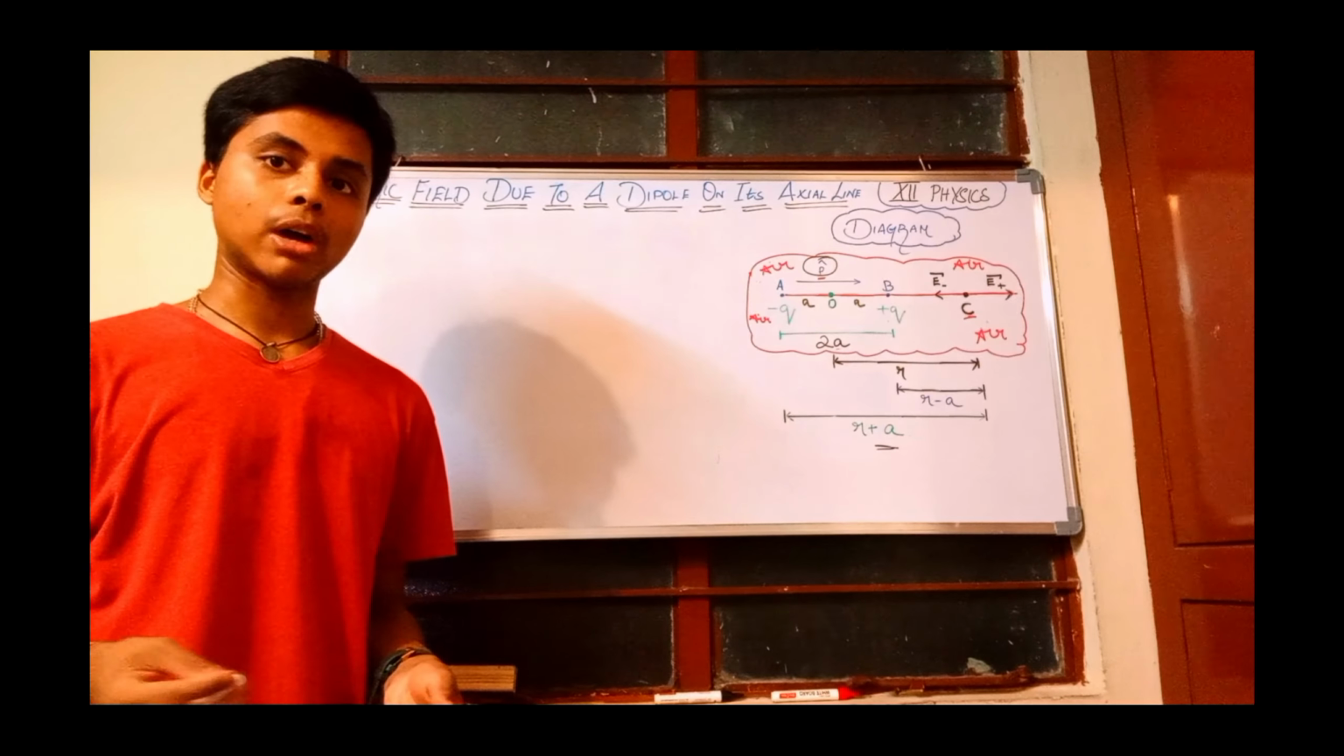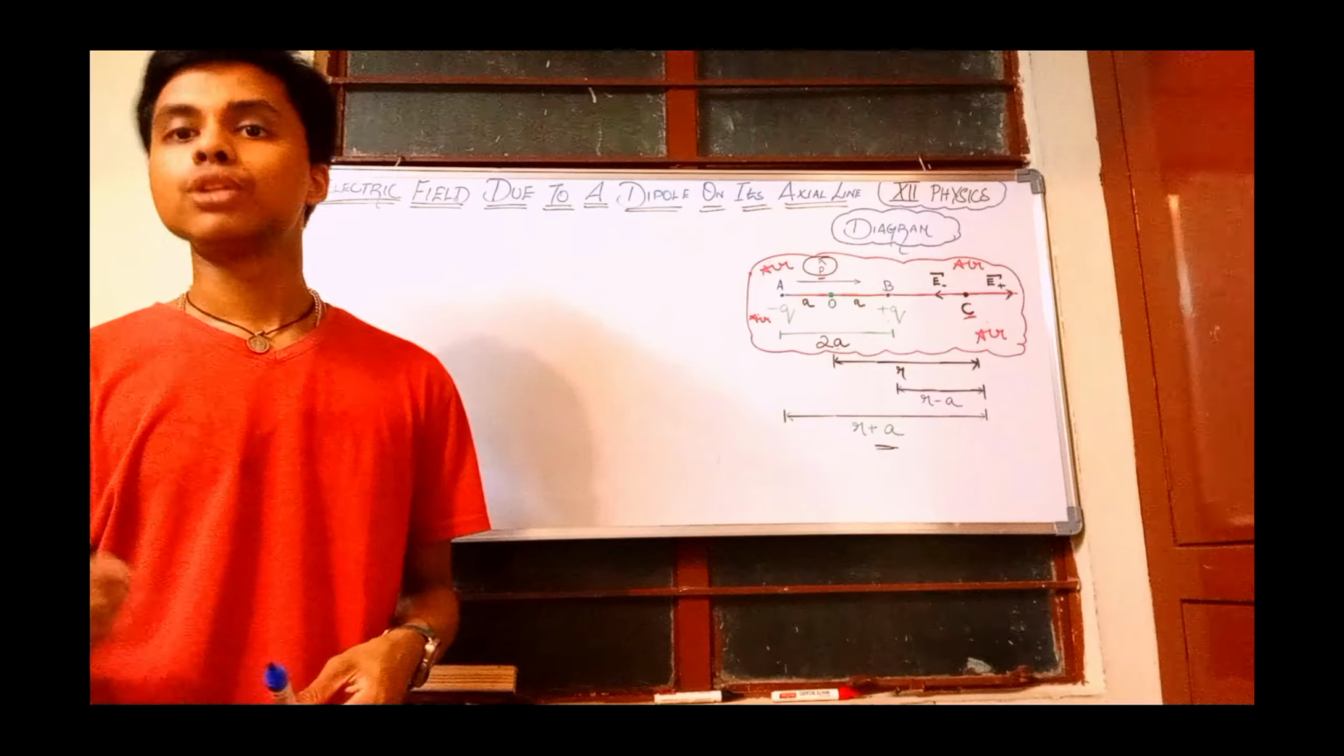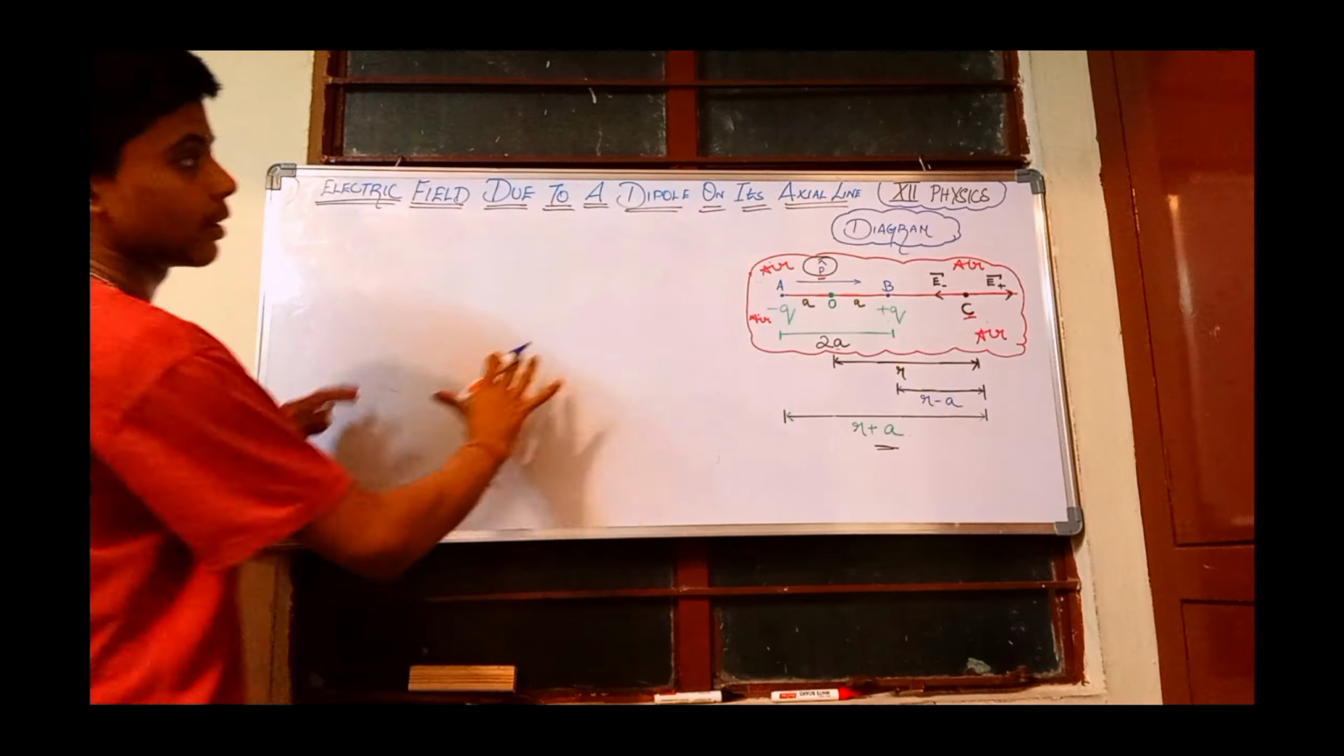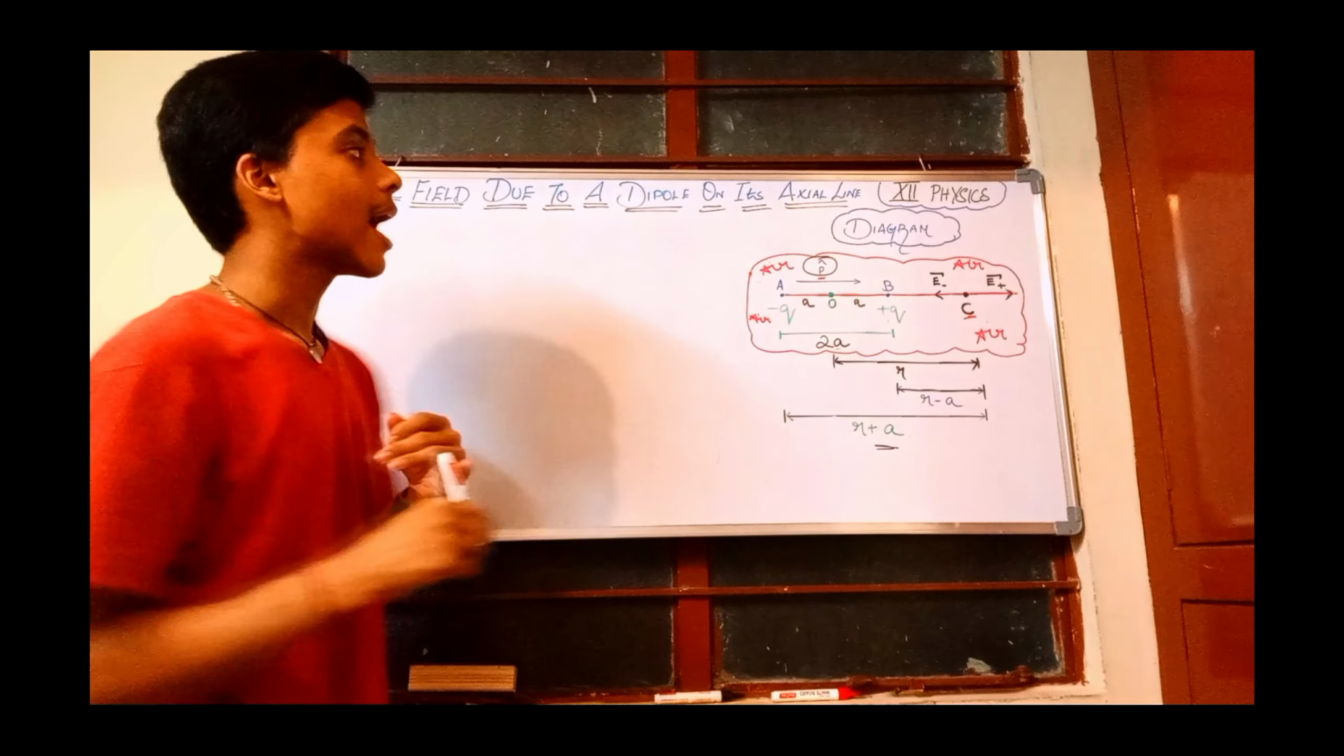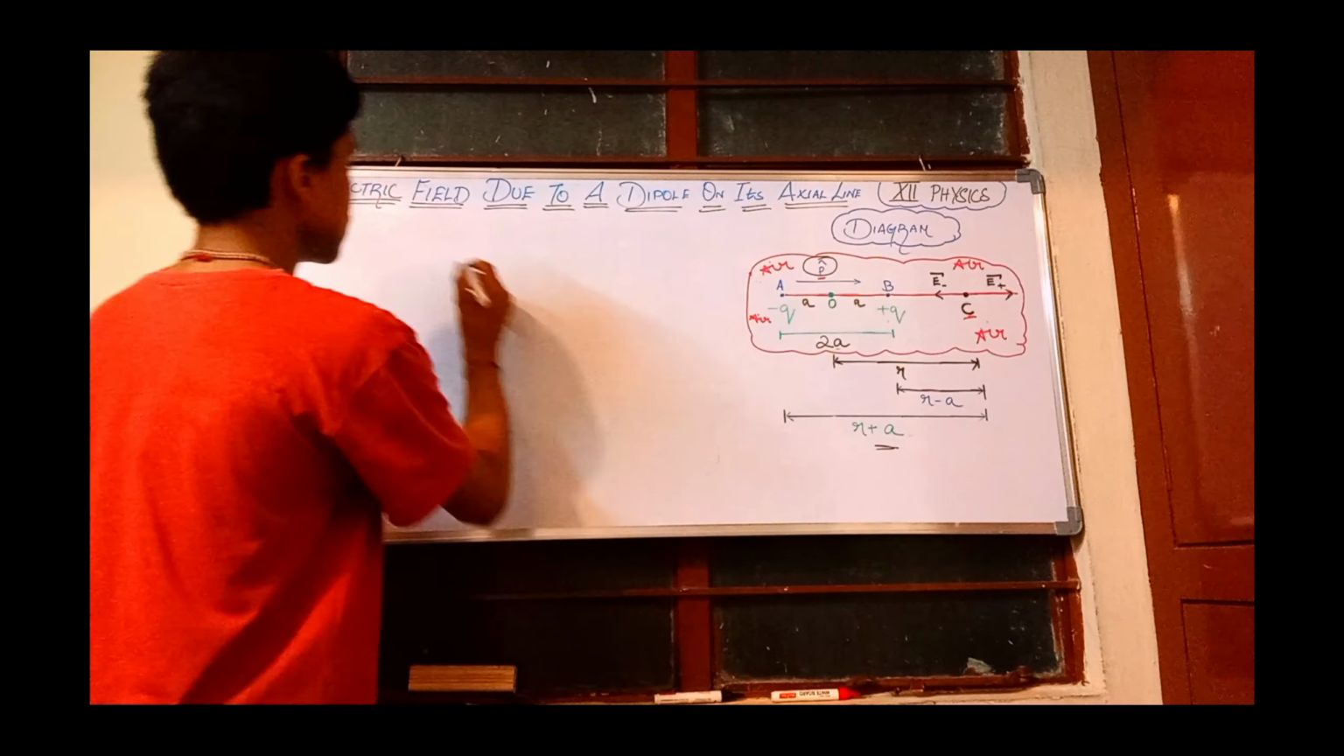Today, we are going to see about the topic electric field due to an electric dipole on its axial line. Before entering into this derivation, we need to know what is a dipole and what is an axial line. First, dipole. Dipole is nothing but two equal and opposite charges separated by a small distance of 2a constitutes an electric dipole.